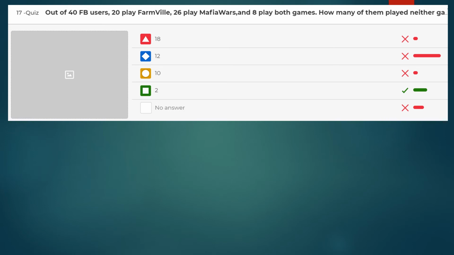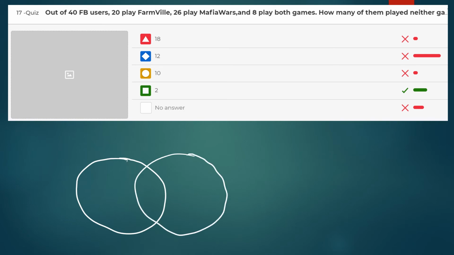Okay, next one. Ayan, ito, masaya to. So out of 40 Facebook users, 20 play Farmville, 26 play Mafia Wars, and 8 play both games. How many of them played neither games? Okay, so we can solve this one using a Venn diagram. Okay? So, gawa tayo. So, since na pinag-uusapan dyan ay Farmville sa Mafia Wars, so dalawa lang. Yung dalawa lang yung game na na-mention. We have Farmville, and Mafia Wars. Okay? And 8 play both games.